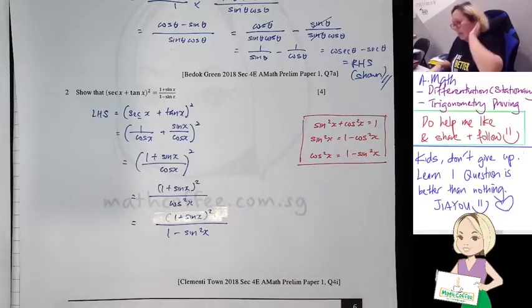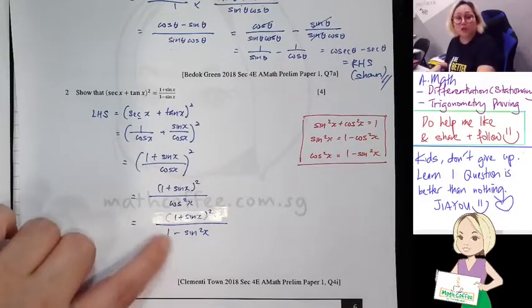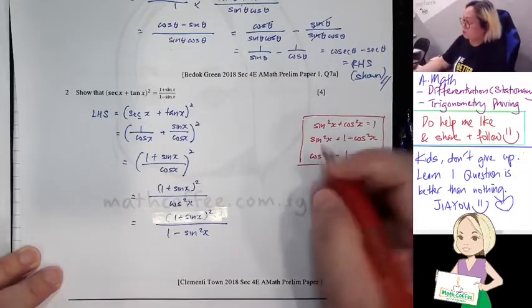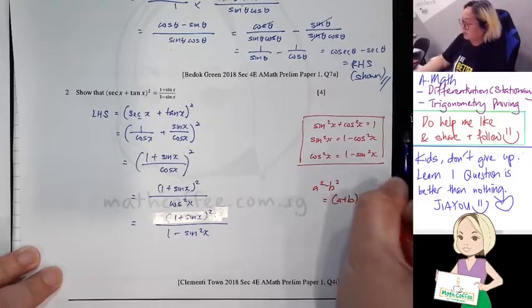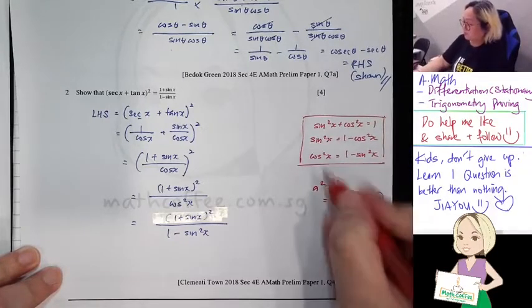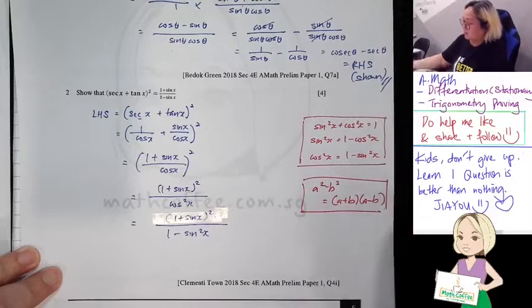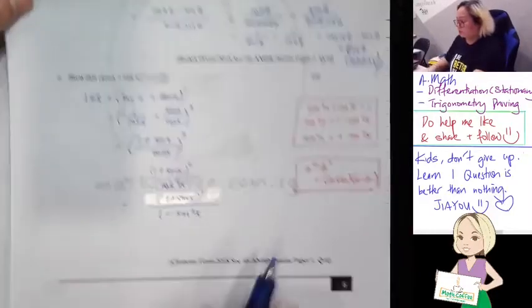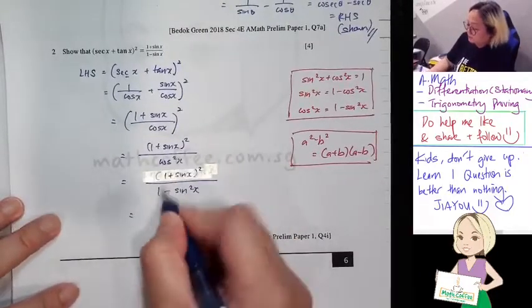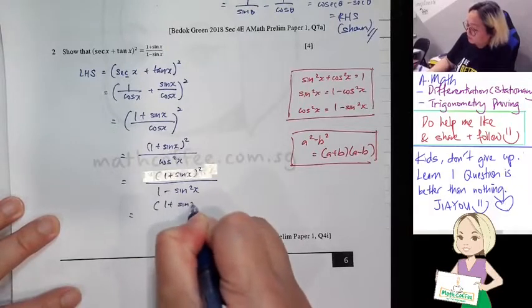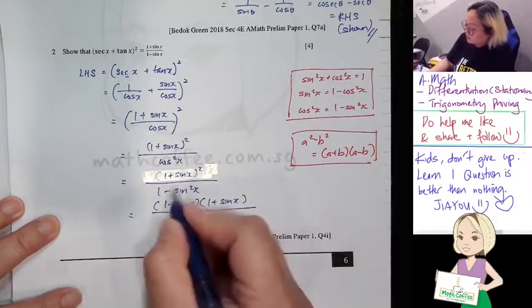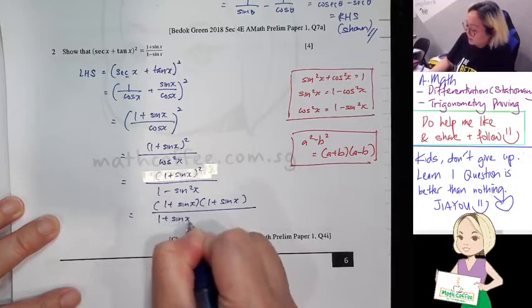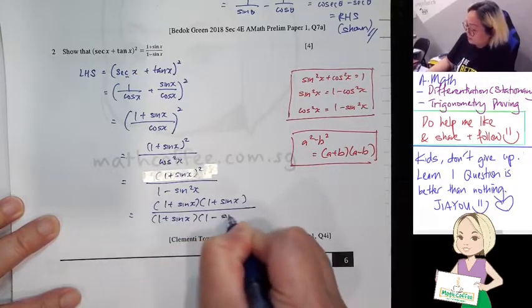Okay? And the denominator is actually a squared minus b squared. Again, we're going to use a squared minus b squared is equals to a plus b and a minus b. Okay, this is the factorization. So denominator become, numerator no change, I'm going to write out 2 brackets. Denominator become 1 plus sine x, 1 minus sine x.